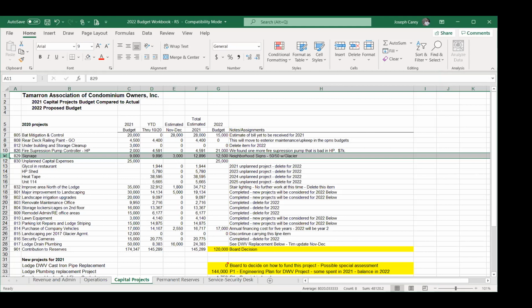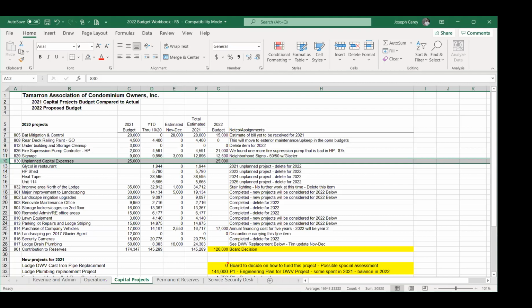So on the signage, any discussion on that? We've pretty much agreed in principle with Glacier on that, so I don't think we want to renege on it. No, no.